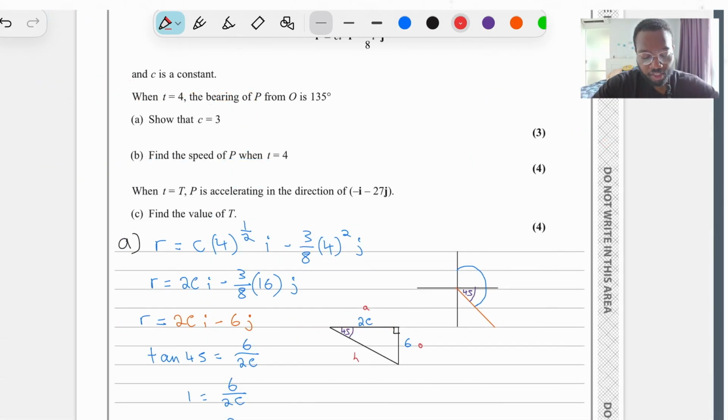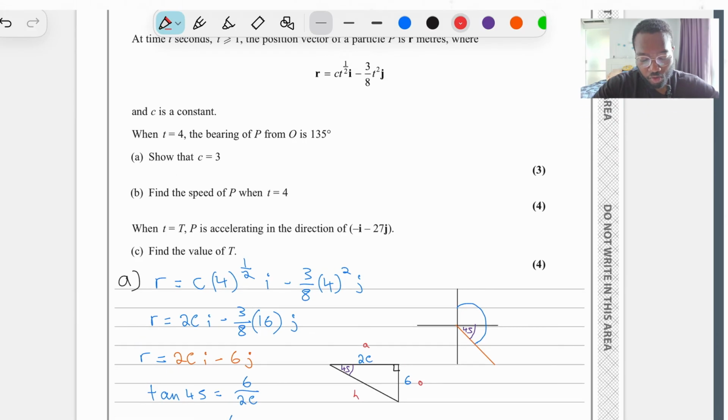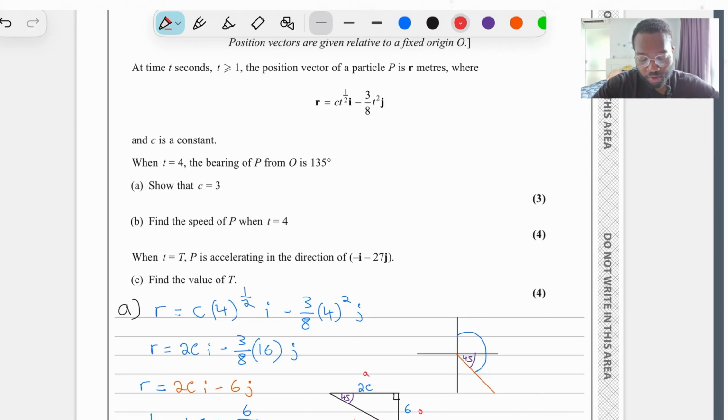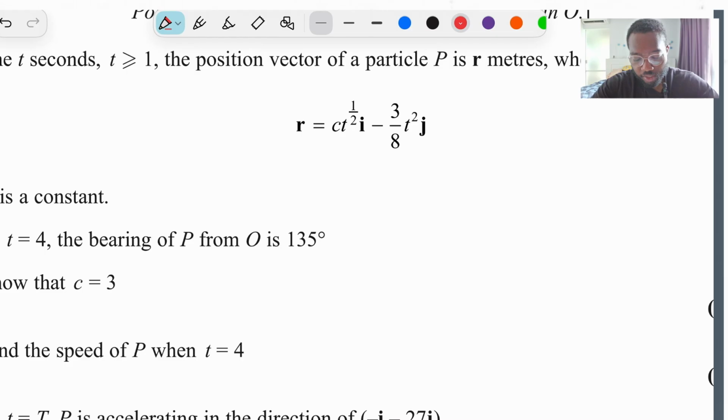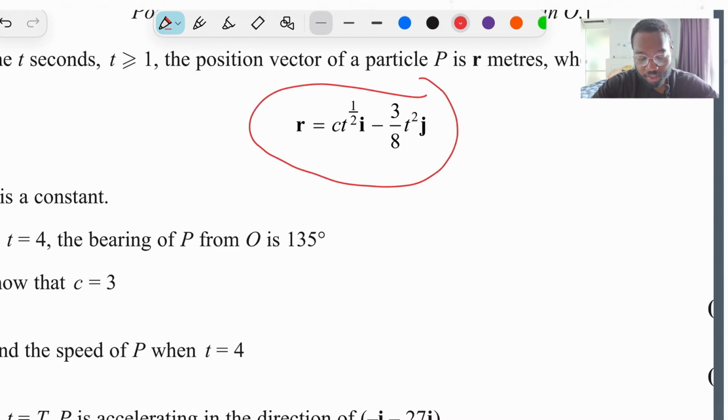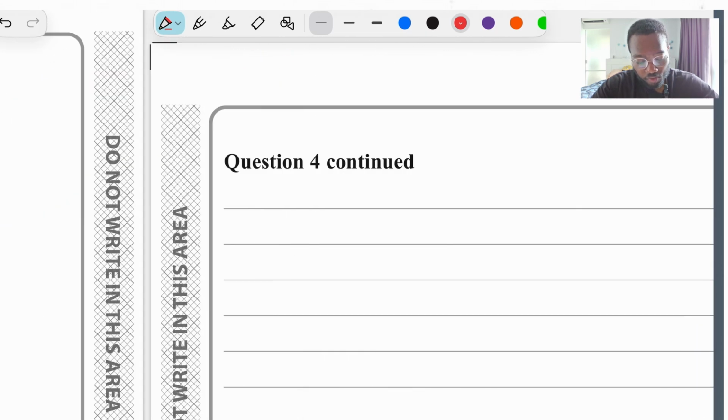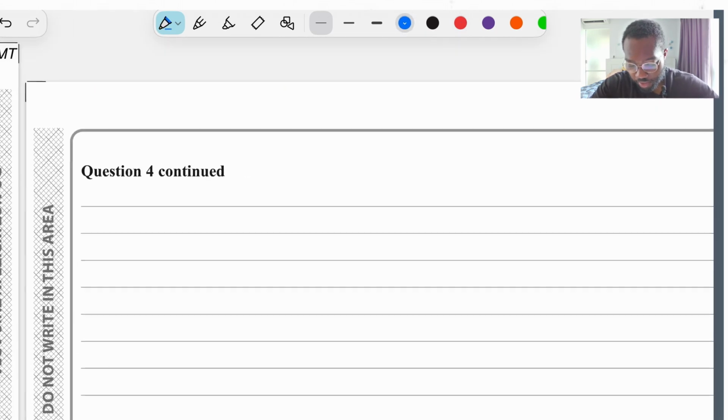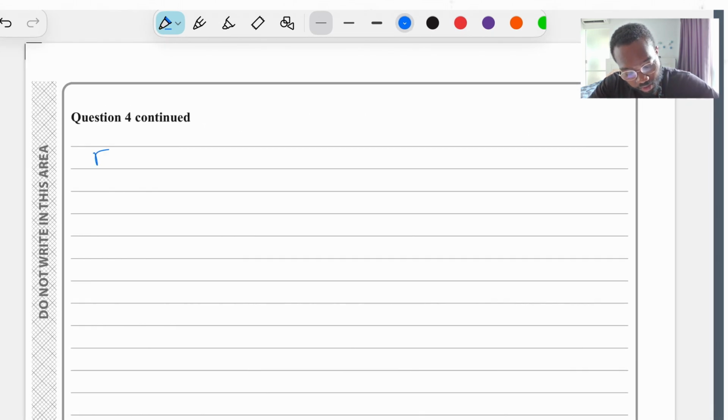Okay, so for part B, we need to find out the speed of P when t is equal to 4. First things first, we rewrite this equation for r, but now knowing what c is. So if I rewrite this over here, r is equal to 3t to the half i, minus 3 over 8 t squared j.